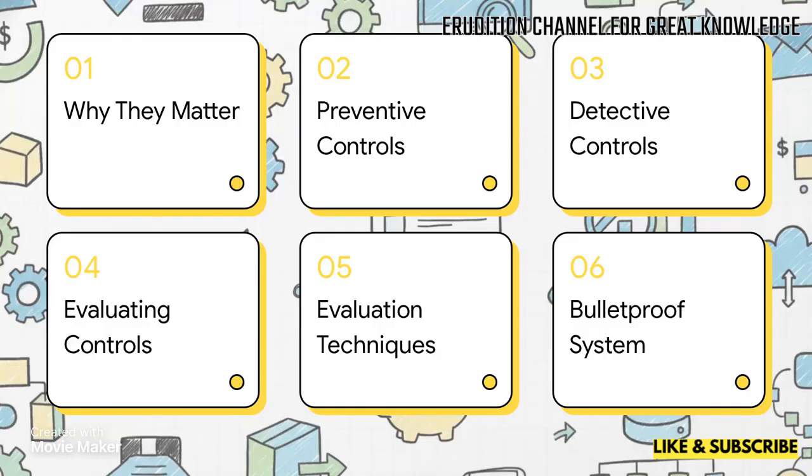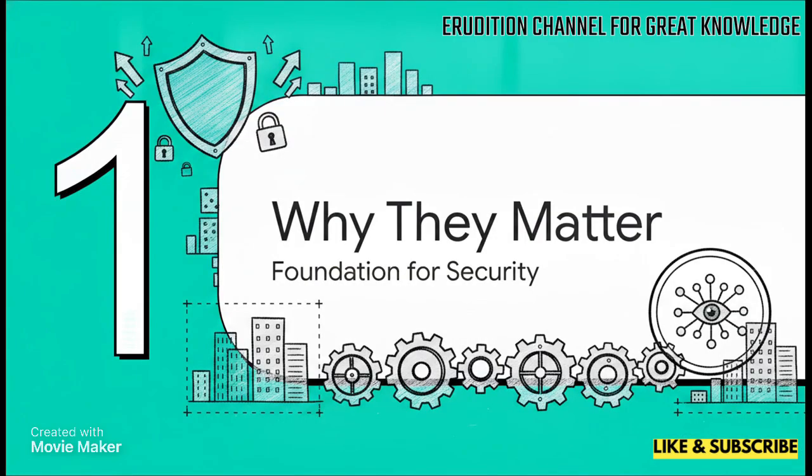Here's our roadmap for today. We'll look at why internal controls matter, dive into preventative controls as your shield, and detective controls as your alarm. Then we'll explore how to evaluate them, look at 4 specific techniques, and wrap up with building a bulletproof system. All right, let's jump right into part 1, why internal controls actually matter.